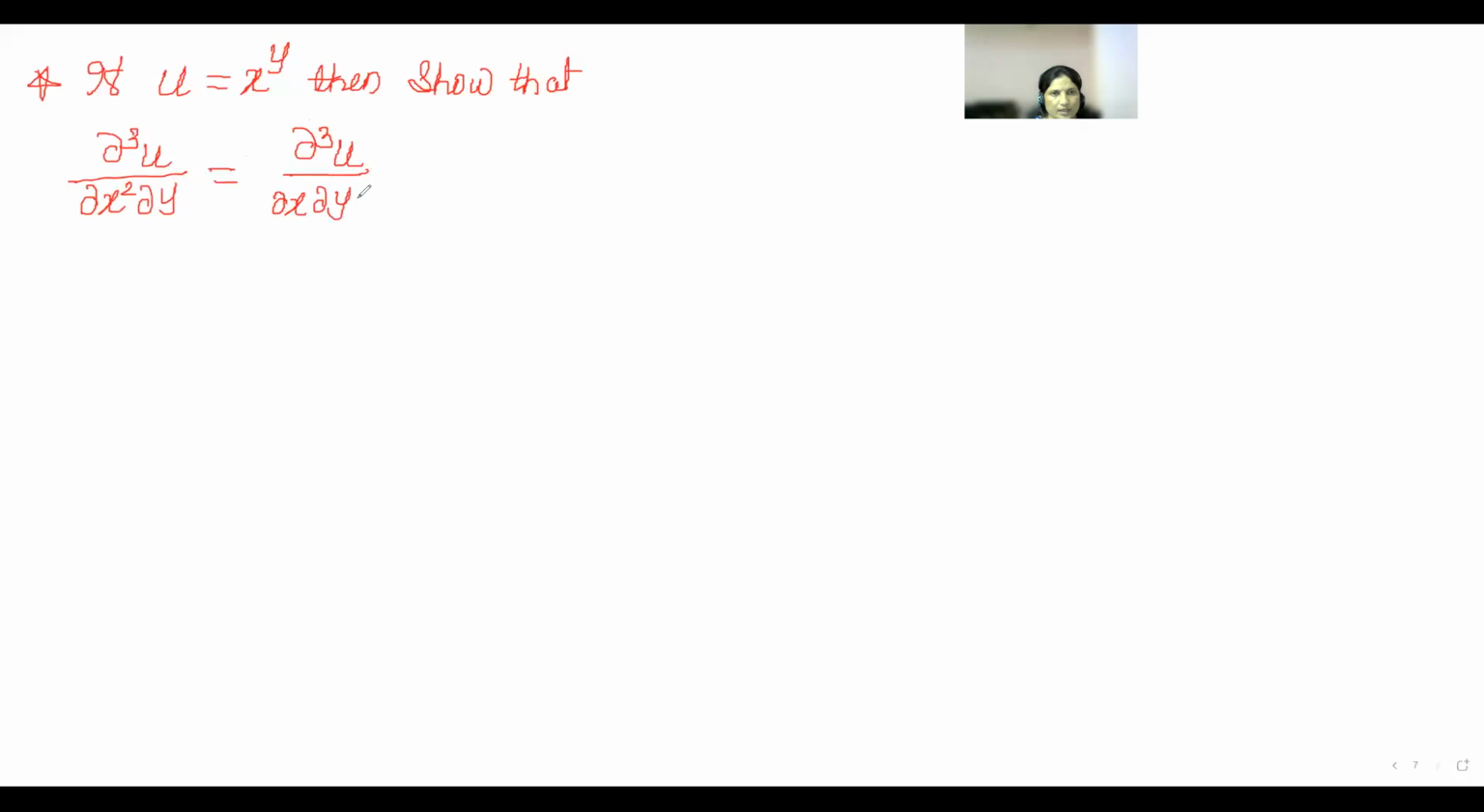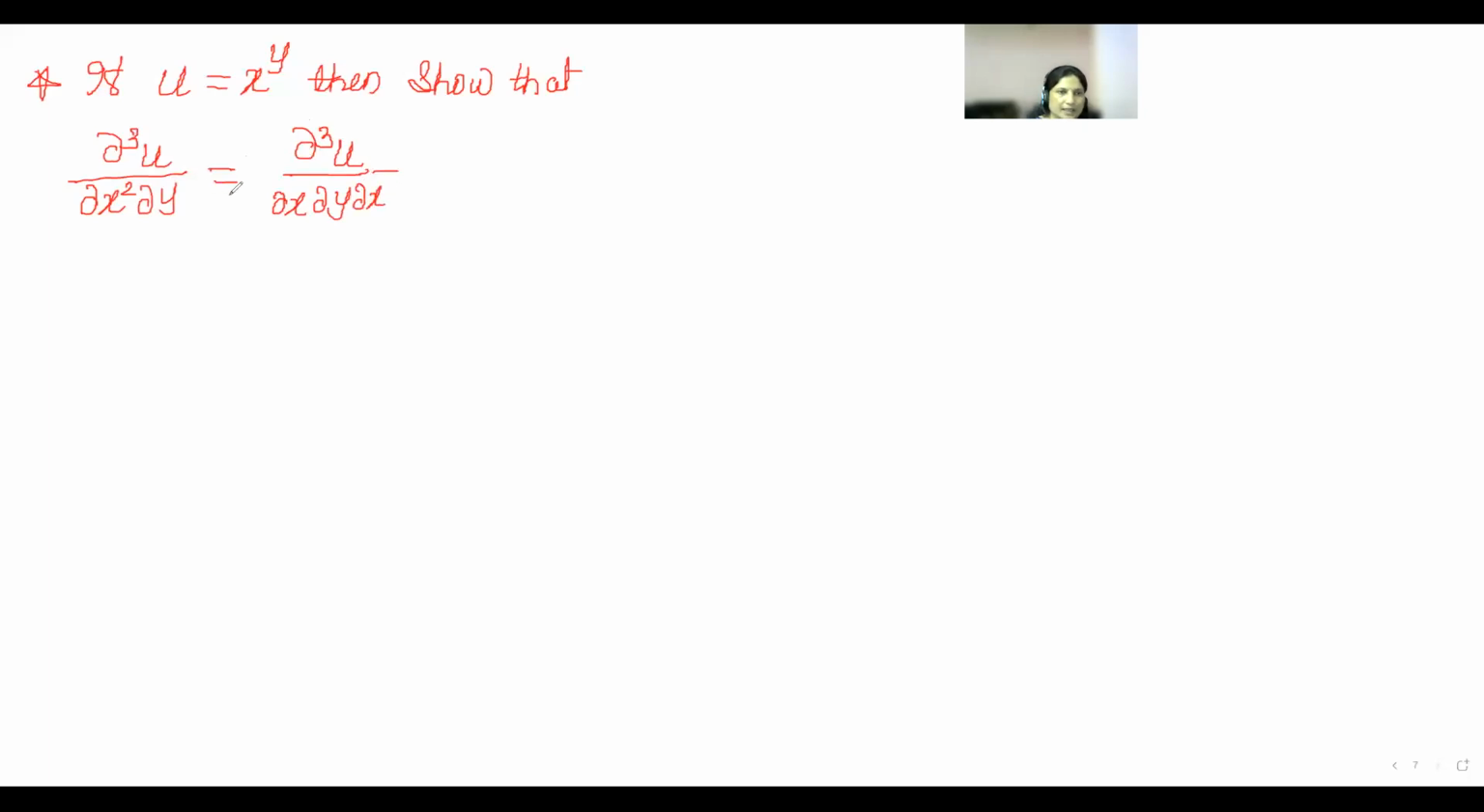Note down. If u is equal to x raised to y, look at this, if u is equal to x raised to y, then show that dou cube u by dou x square into dou y is equal to dou cube u by dou x dou y dou x.